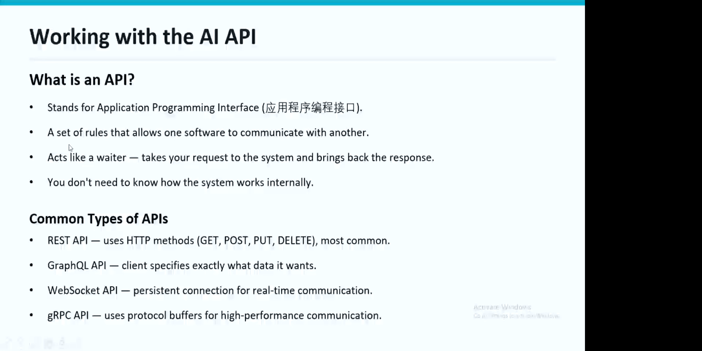An API acts like a waiter. Let's say you're going to a restaurant and you want to order some food. You cannot just go straight into the kitchen and say, "Hey, I want this curry mee, please." No. What you do is you tell the waiter that you want curry mee.